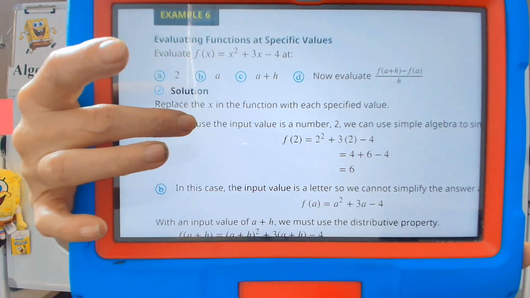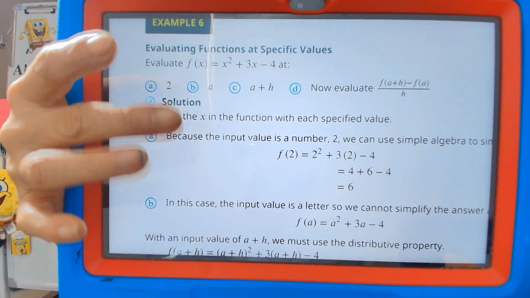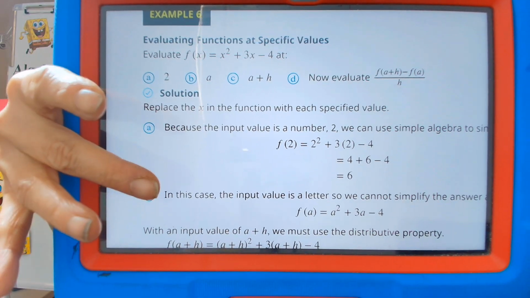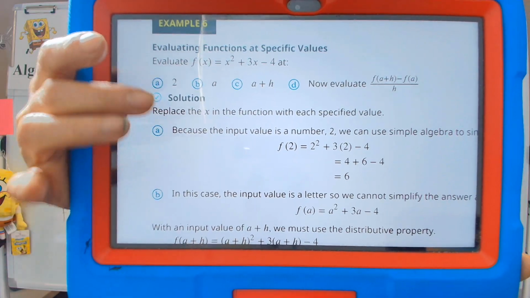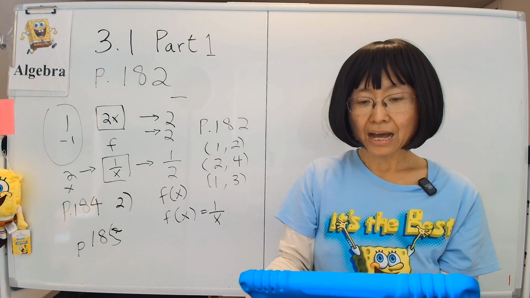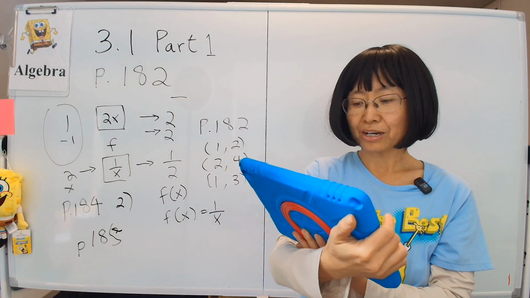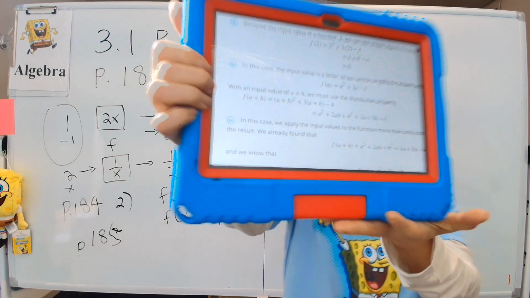Then we just copy the whole thing down. F of a is then a squared plus 3a minus 4. Being that we don't know what a is, that is the answer, okay? And then for the next part, we have to plug in what is a plus h. Then that gets more complicated. Then we get a longer answer, right?